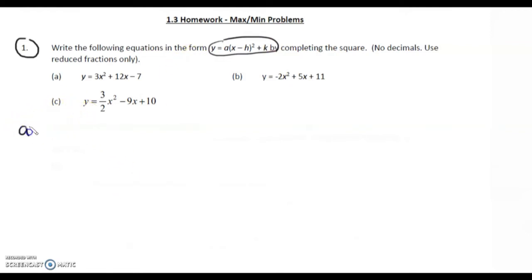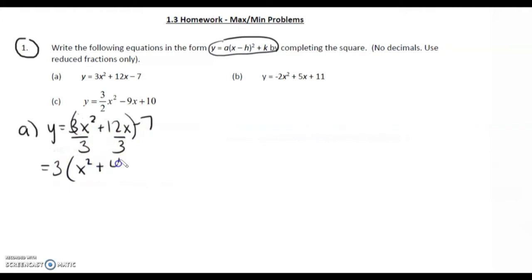Okay, so 1a, we have y equals 3x squared plus 12x minus 7. What we want to do is group the first two terms, and divide out the coefficient of x squared. So the whole coefficient, however, even though the first two terms have an x in them, we're not dividing that out. x squared plus 4x. Okay, and then just bring down that negative 7.